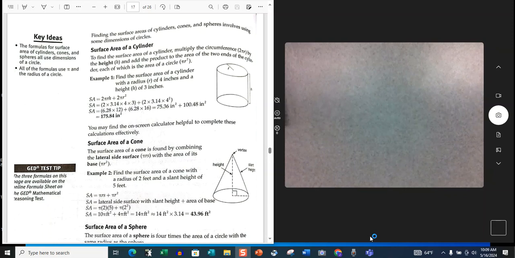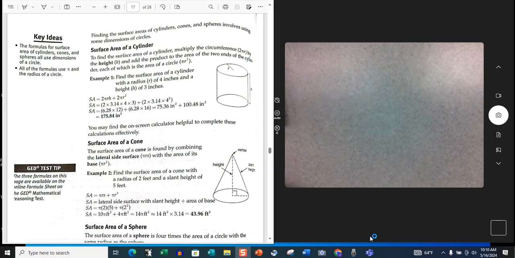Hello, class. We're about to finish up the second part of lesson 7. Now, this deals with surface area of a cylinder, surface area of a cone, and surface area of a sphere. Now, we did not cover that in the previous part of chapter 7, and we're starting on page 404.